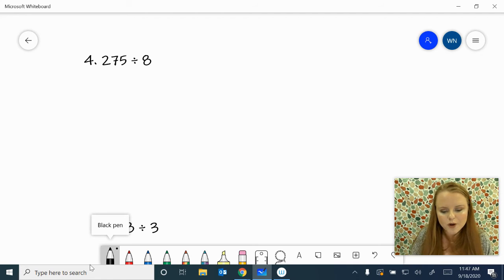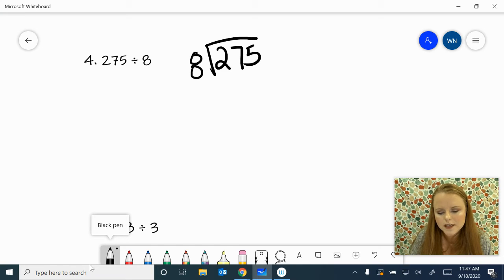All right, let's check number 4. We've got 275 divided by 8. 8 can't go into 2, but 8 can go into 27. So 8 can go into 27 3 times. 3 times 8 is 24. 27 minus 24 is 3.